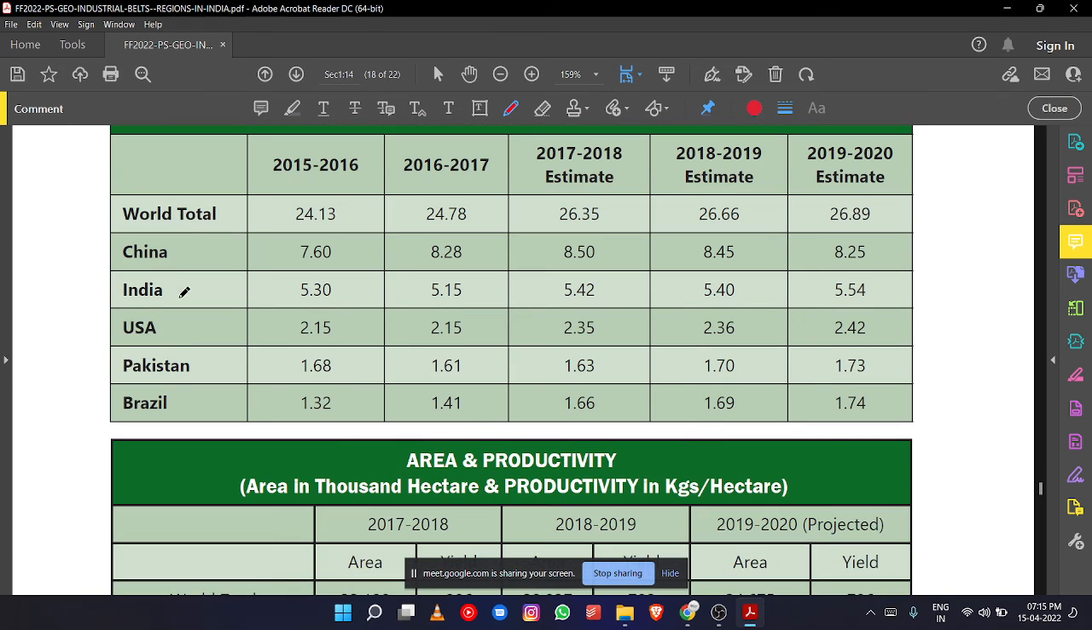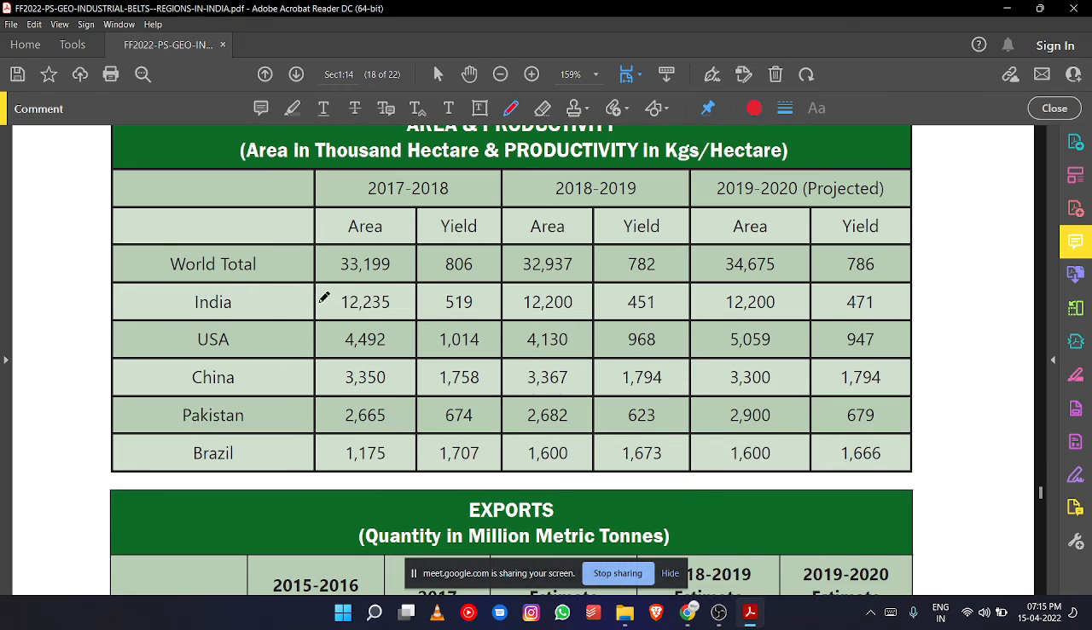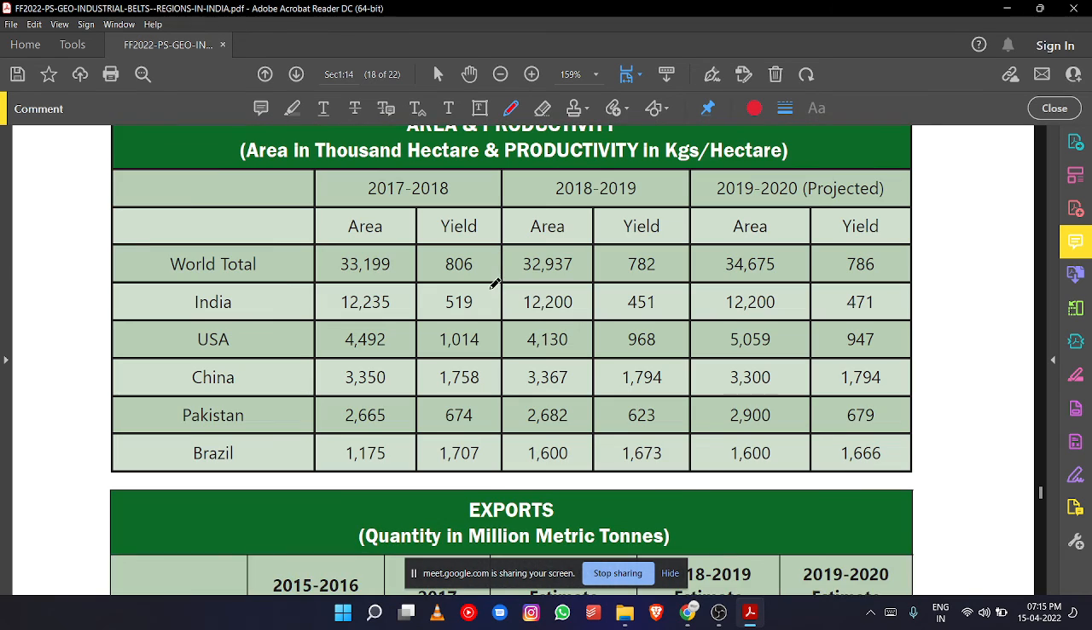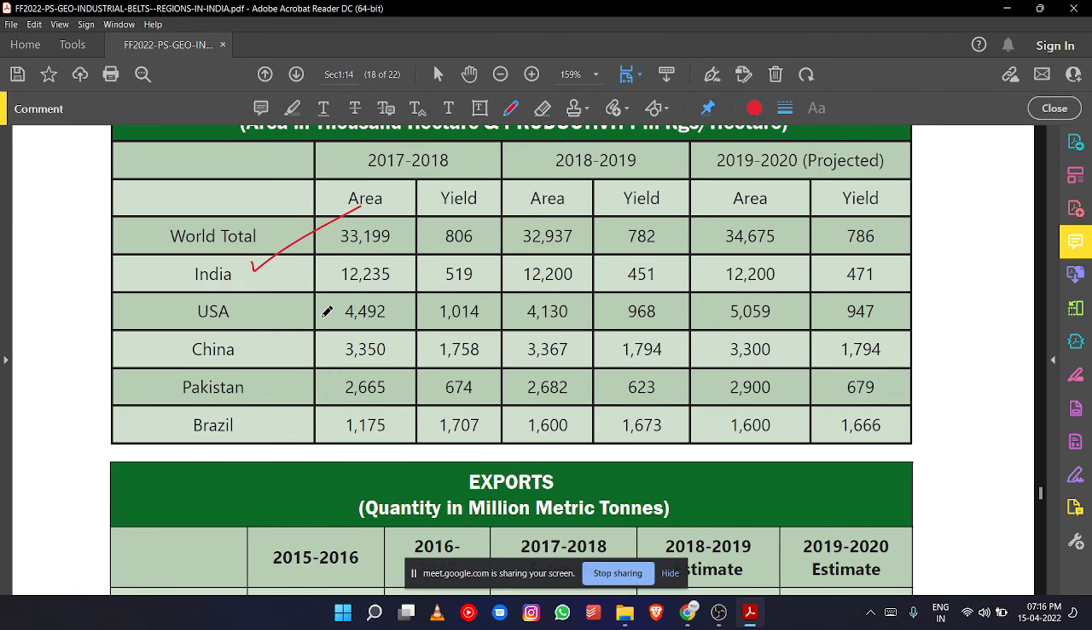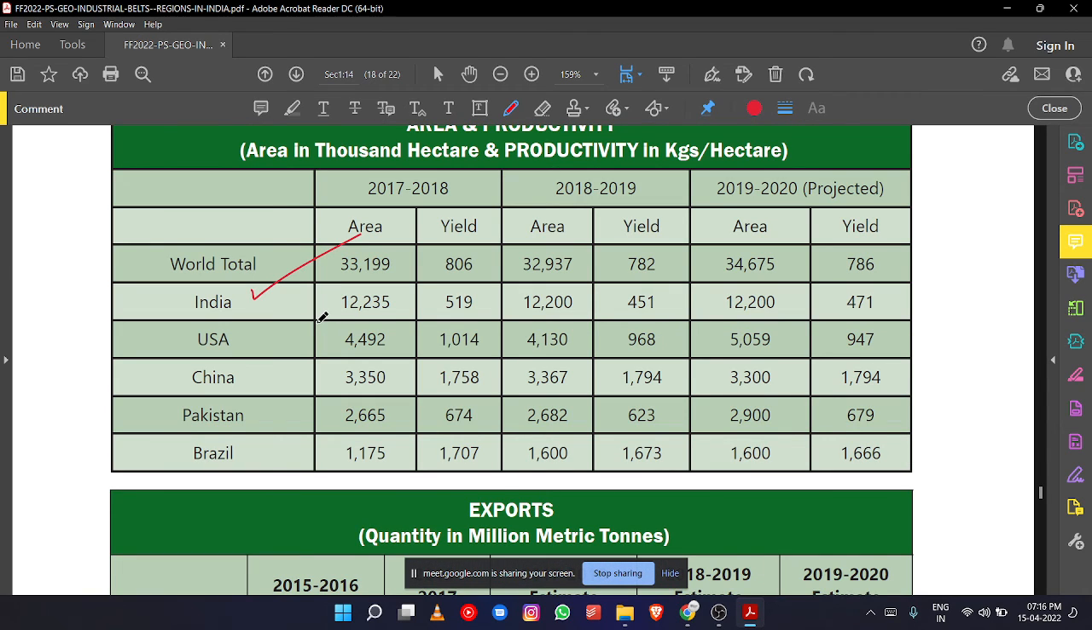If we see, China is in the first position, followed by India, USA, Pakistan, and Brazil. Productivity wise also, if we see the total area and productivity, India is having the highest acreage. But China is the largest producer because of intensive agricultural practices there. China is producing more in less area. India is producing less in more area.